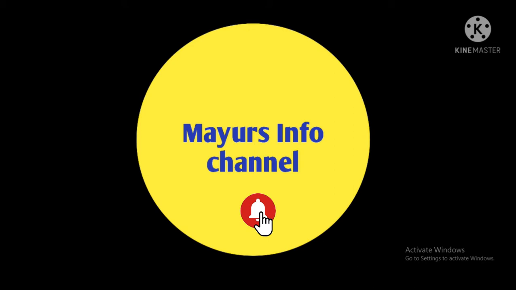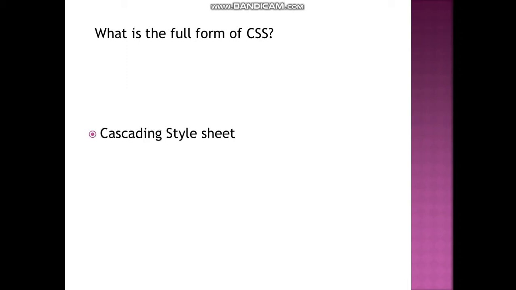So in the last lecture we saw chapter number 2, CSS. Now first of all we will see a few questions regarding CSS. What is the full form of CSS? CSS means Cascading Style Sheet.